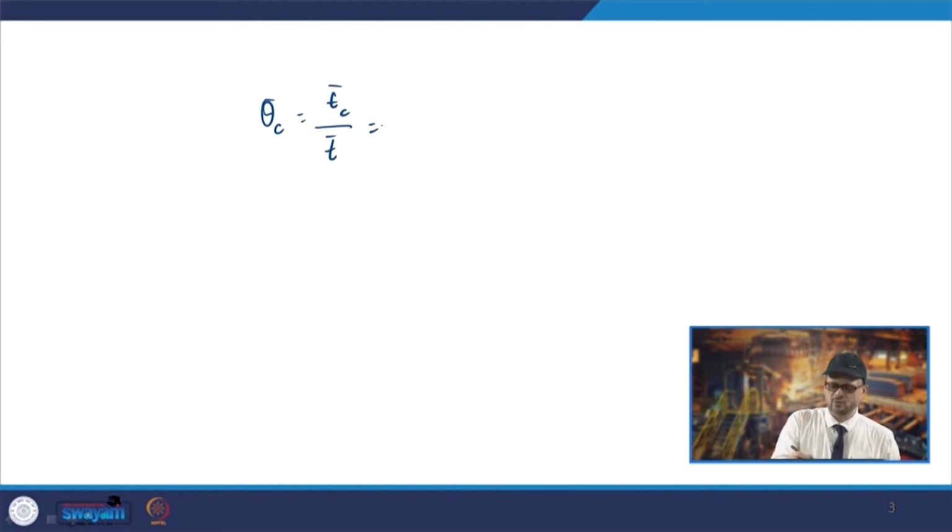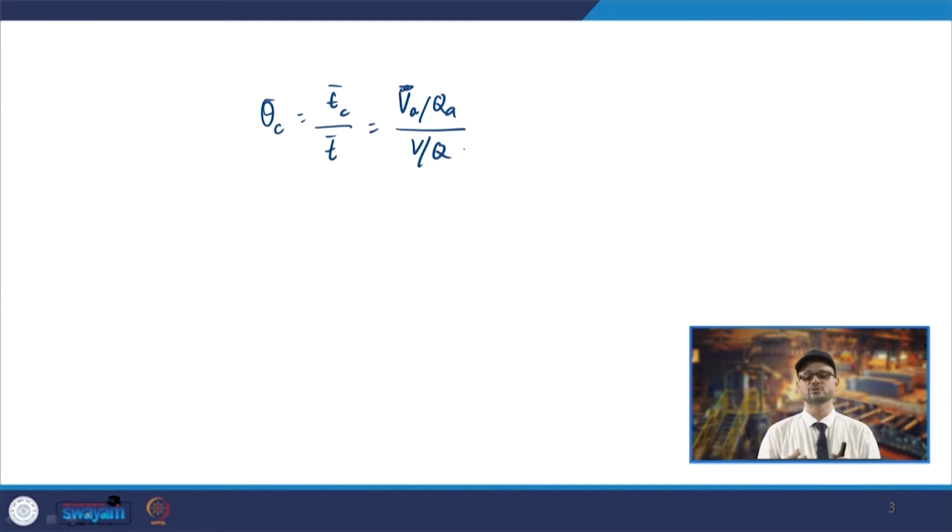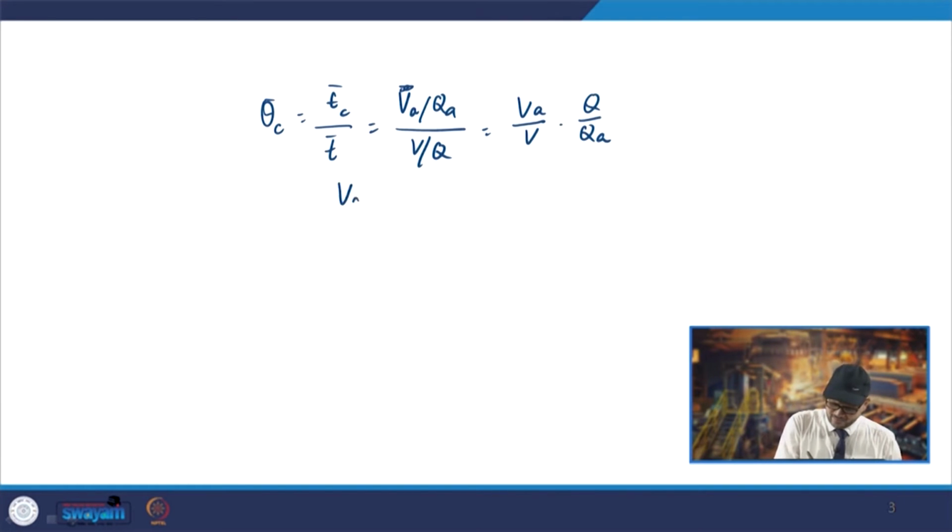So, it will be Va upon Qa, and that will be divided by V by Q. Here, A is for the active region and Q is the flow rate. So, you will have the active volume, and this is the Q for the flow rate. Accordingly, you will have Va upon V into Q upon Qa. So, Va by V can be Qa by Q into theta c bar.